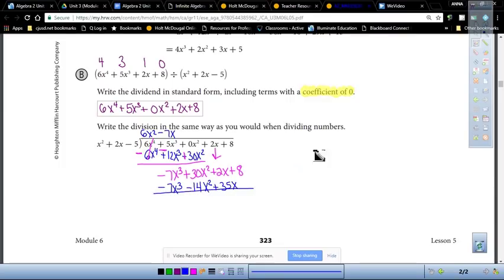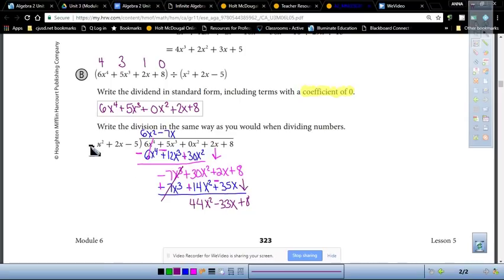So now I'm going to be subtracting this polynomial. But remember, subtracting the polynomial is going to be changing the sign of each term in my polynomial. So negative 7x cubed plus 7x cubed, they cancel. 30x squared plus 14x squared is 44x squared. 2x minus 35x is negative 33x. And then I need to bring down that plus 8.